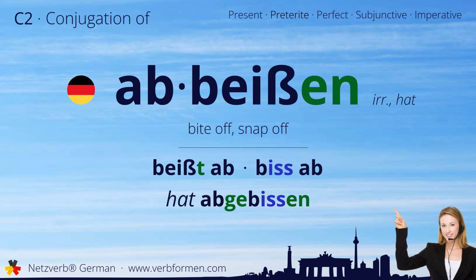Today we're going to learn how to conjugate the German verb abbeißen. Watch and listen to the forms carefully. Let's start with the stem forms. Beißt ab, biss ab, hat abgebissen.